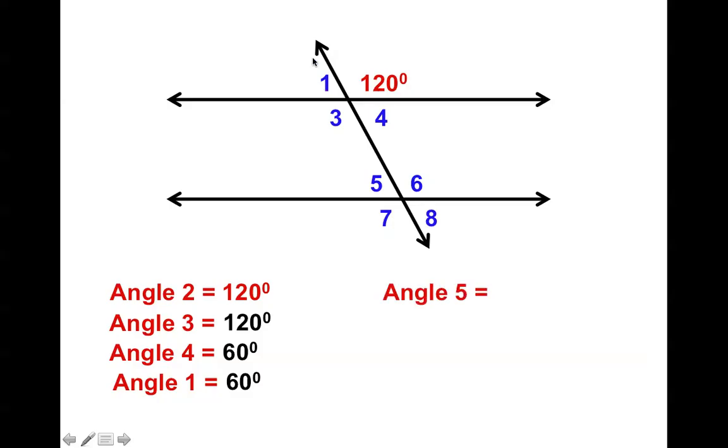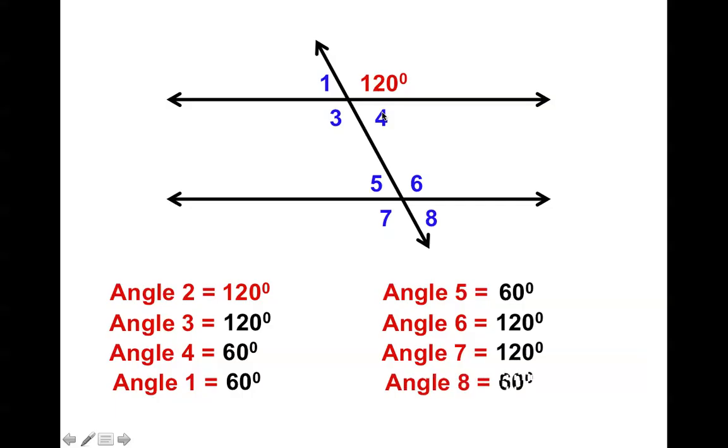And then if we knew that corresponding angles were congruent, if angle 1 is 60, angle 5 is 60. If angle 2 is 120, then angle 6 is 120. If angle 3 is 120, then angle 7 is 120. And if angle 4 is 60, you guessed it, angle 8 is going to be 60. See how to do that? Here you go. You try this one.